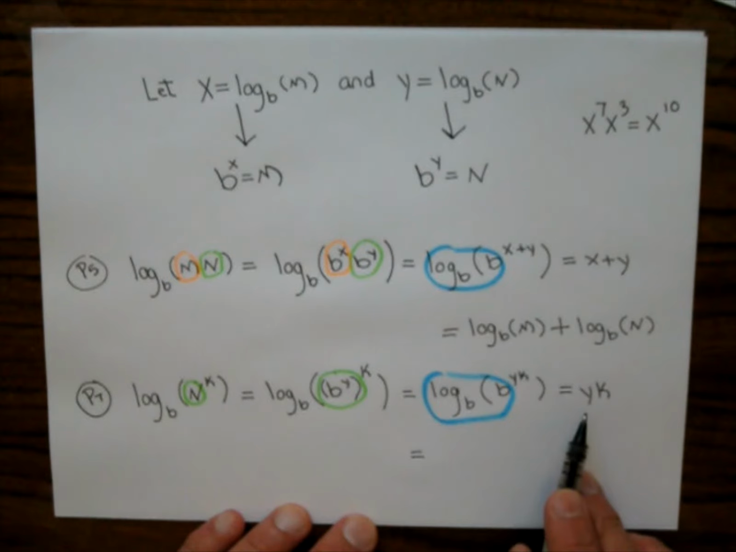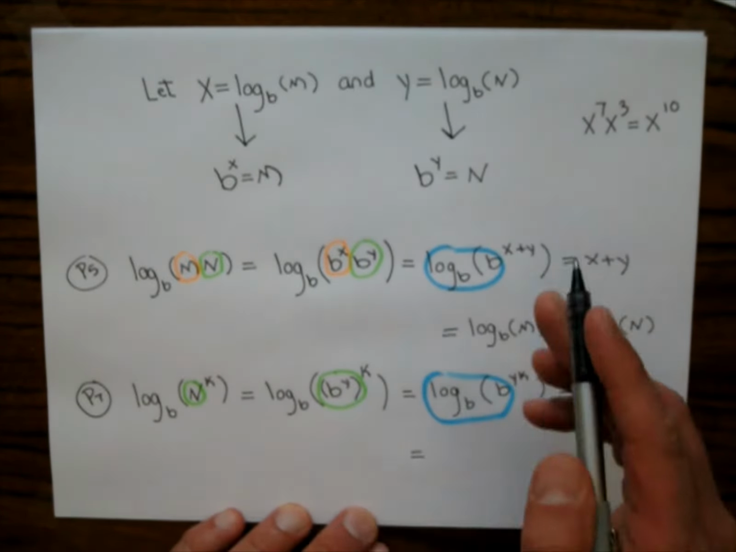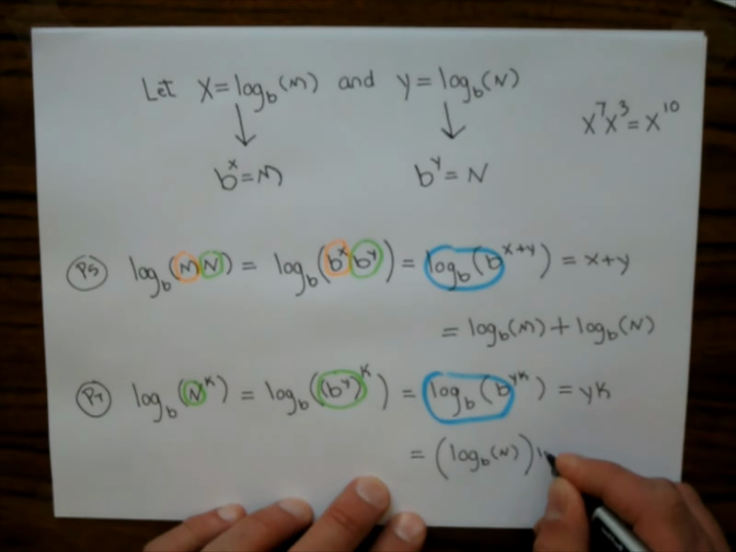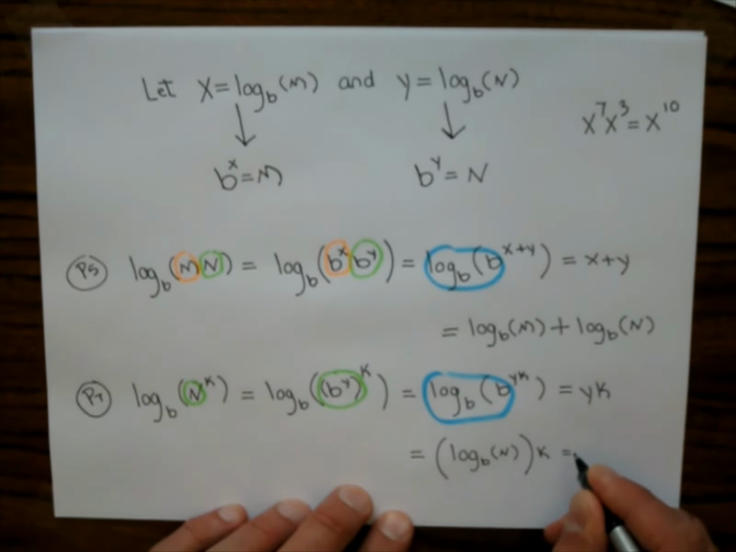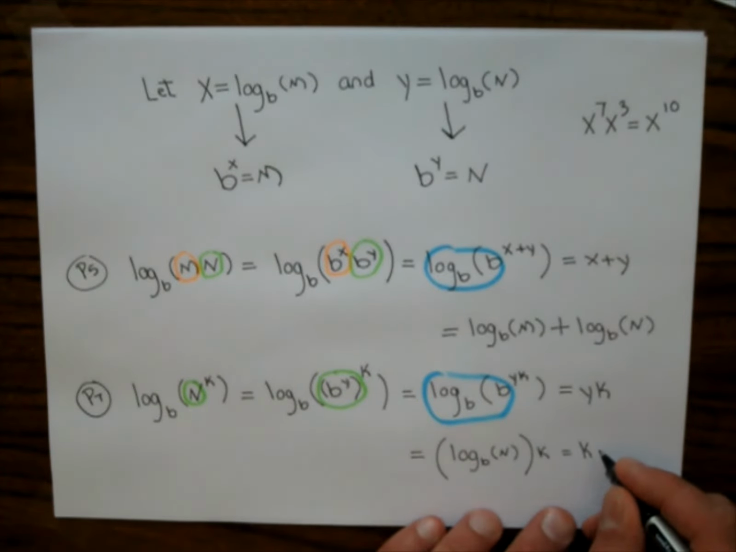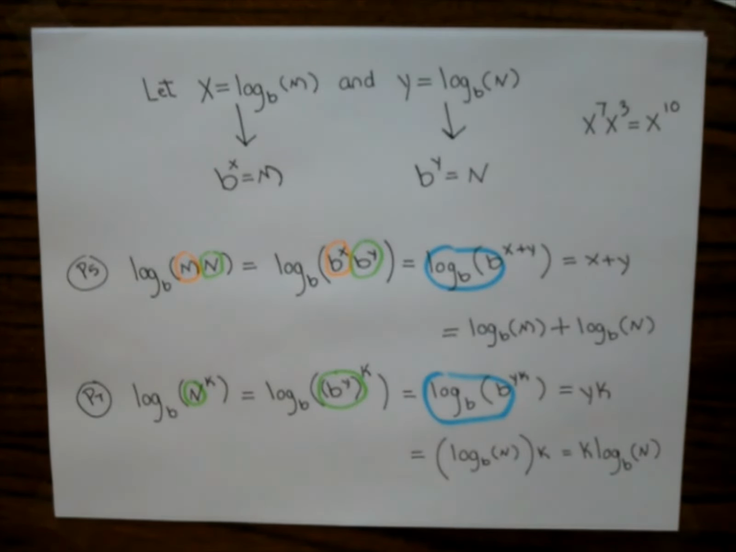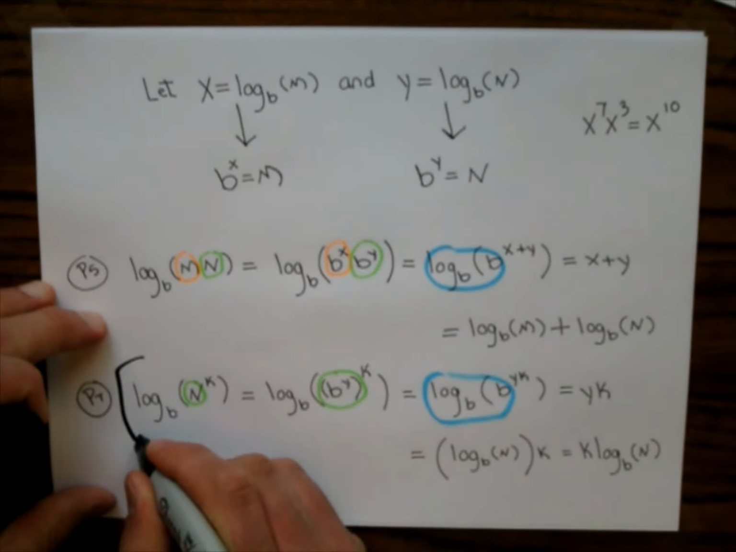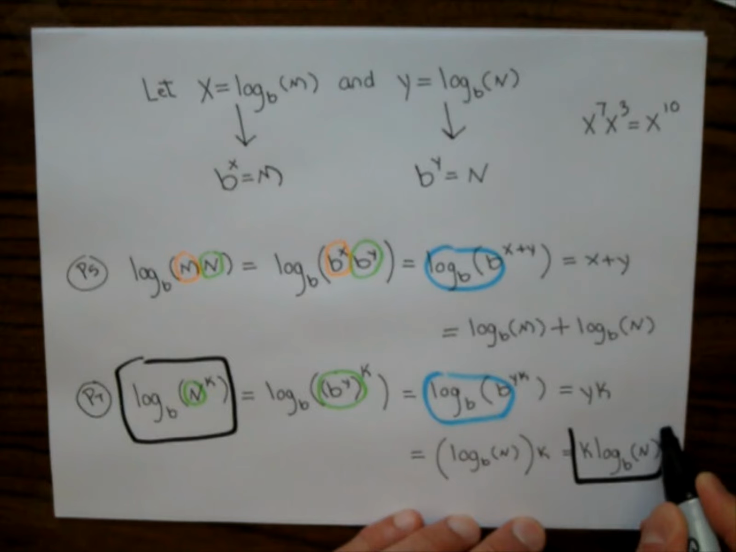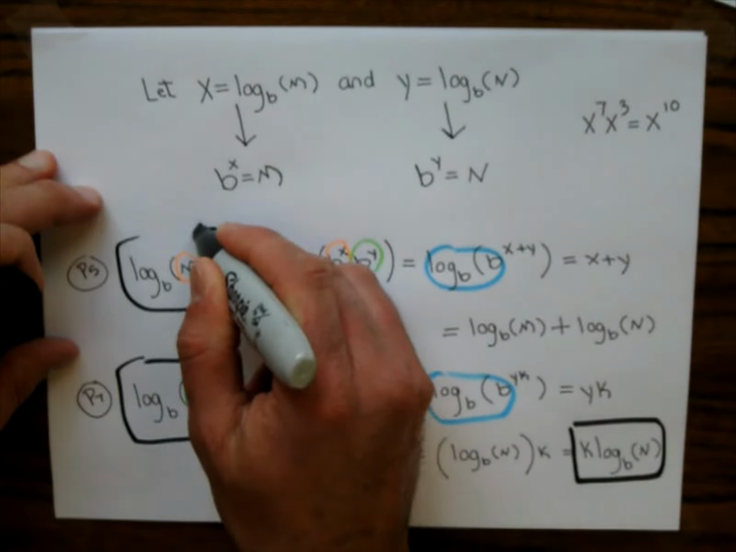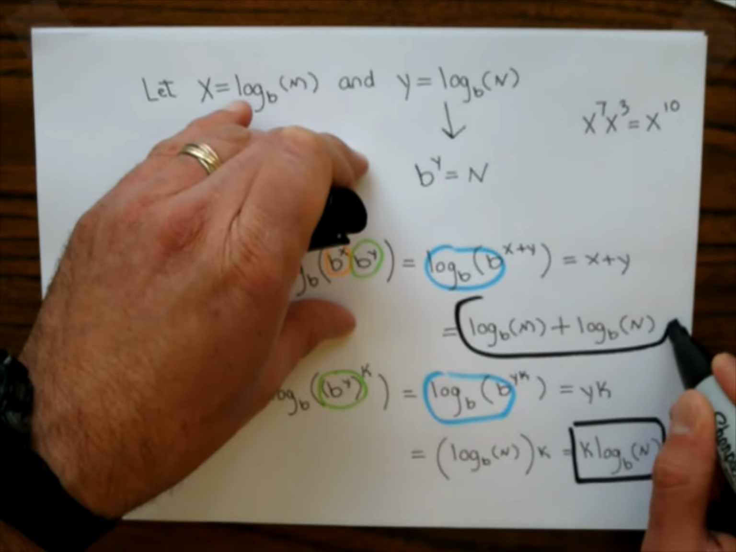Well, we look up top and we say, what does y equal? Y equals log base b of n. And then we have k, which is just that there. And so let me put the k out front. So this is k times the log base b of n. So we have just proved this guy right here, that equals that. And look, the k jumped in front. And we also proved property 5 where that equals that.